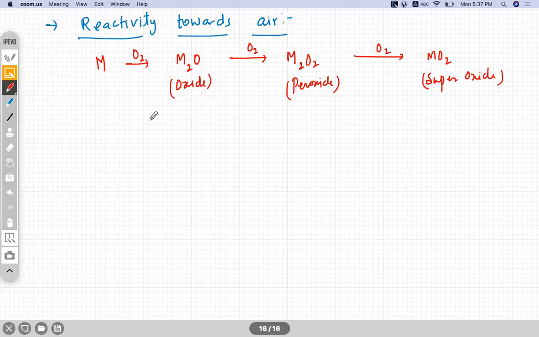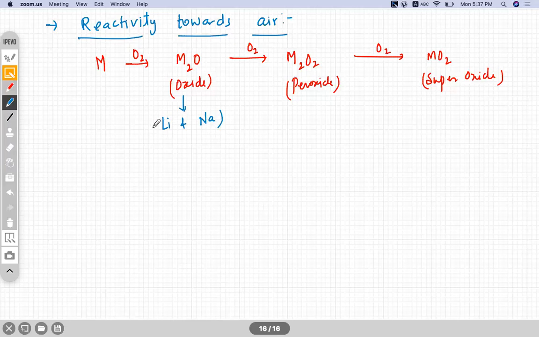The tendency to form oxide is maximum for lithium. Oxide is mainly formed by lithium, and to some extent sodium may also form it. If you talk about peroxide, it is mainly formed by sodium, but to some extent Li also forms this. But it is mainly for sodium. Here it is mainly for lithium.